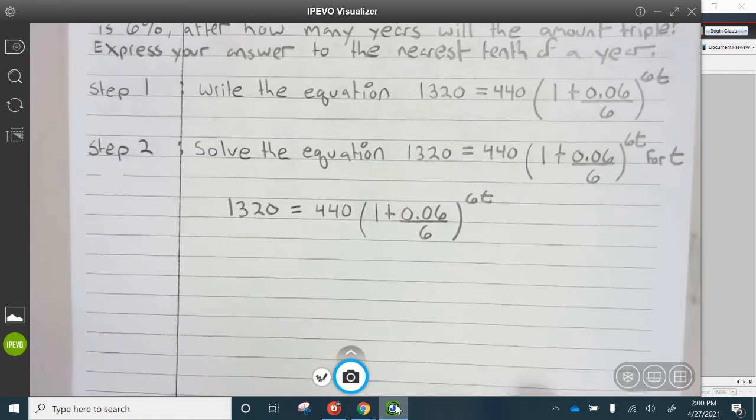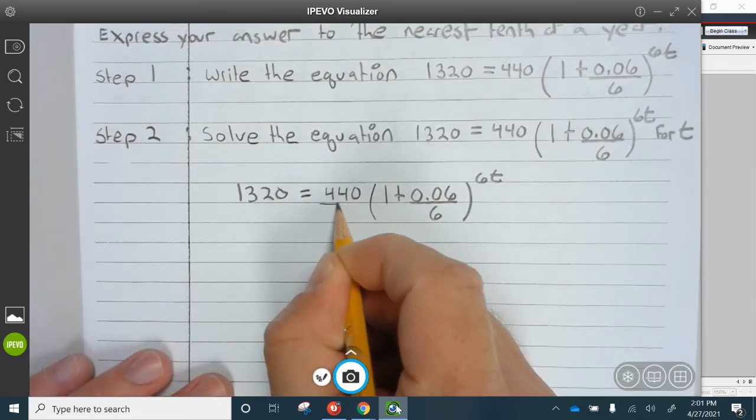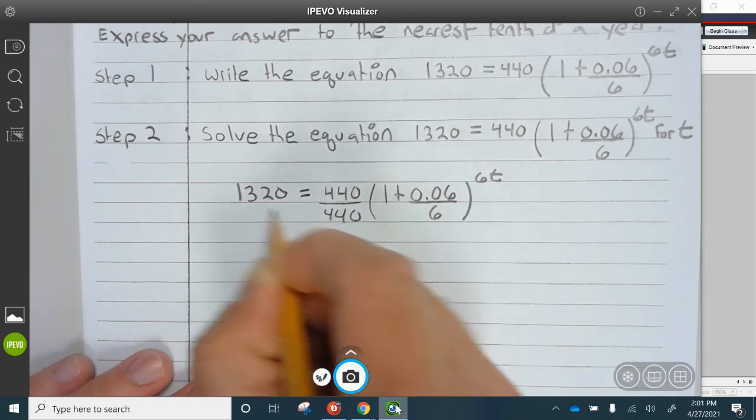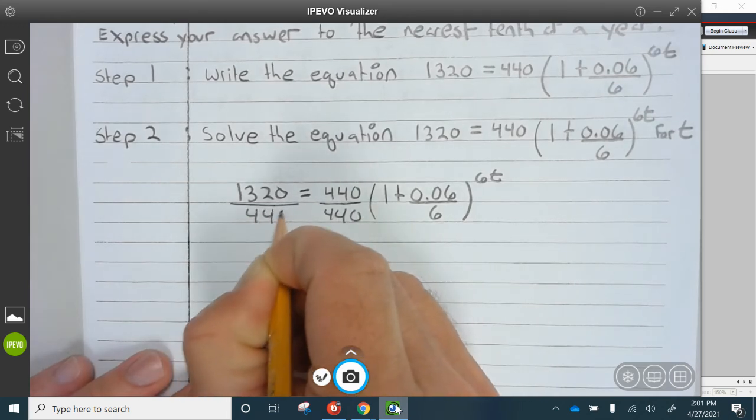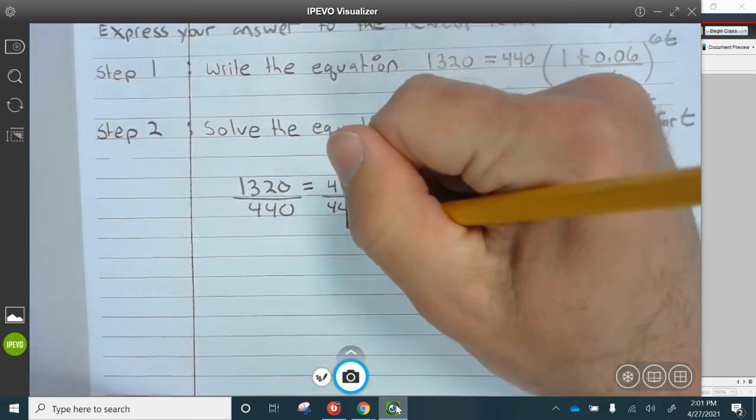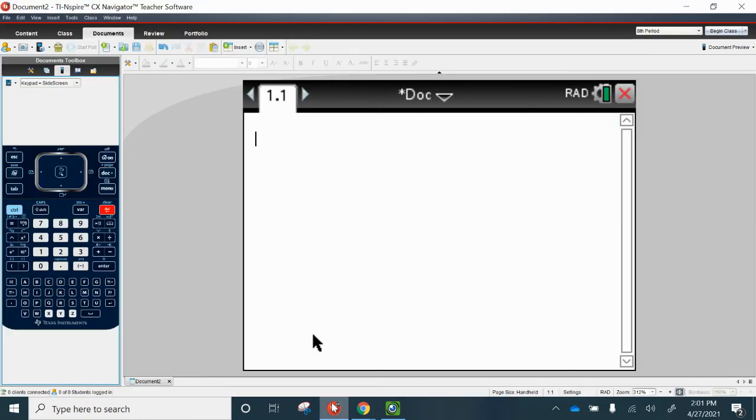Okay, so step 1, you're going to write the equation 1,320 equals 440, parentheses 1 plus 0.06 divided by 6, raised to the 6t. Solve the equation for t. Okay, so the first thing we're going to do is divide 440 by both sides. This divides and becomes 1. So we have 1,320 divided by 440 equals 3.